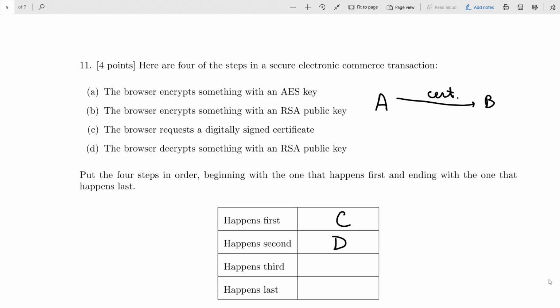Okay, so now, let's see, CD. So it encrypts something. What does it encrypt with the RSA public key? The AES key. Right, so it generates an AES key and encrypts it and sends it across to Amazon to use. And so that's step B. And then finally, Amazon will respond with something encrypted with an AES key that the browser is going to have to decrypt. So that's how that works.